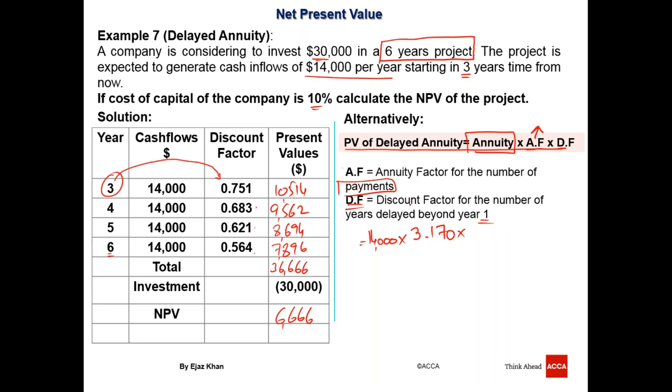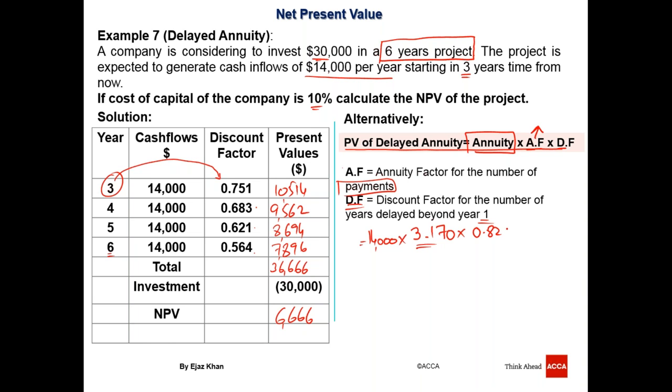So if you can just go back to the discount factor table, go to the 10% column and look at the discount factor at year two. May I know what's the discount factor for year two at 10%? It's the discount factor, not the annuity factor. Remember, we won't use two annuity factors. We have already used the annuity factor. Now we are going to use the discount factor and not the annuity factor.